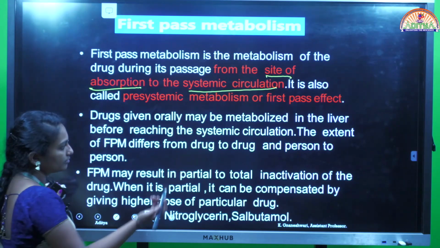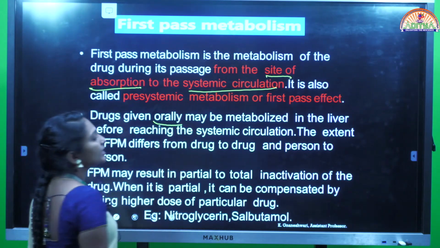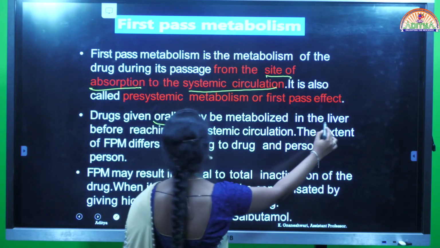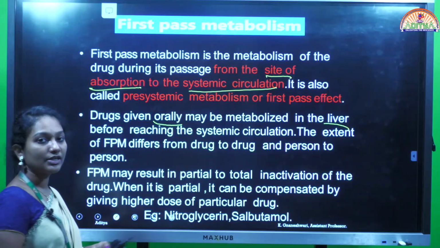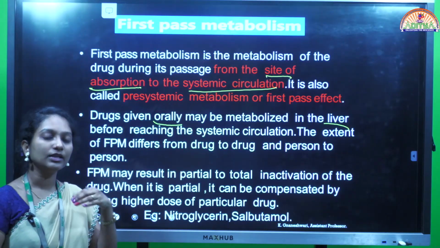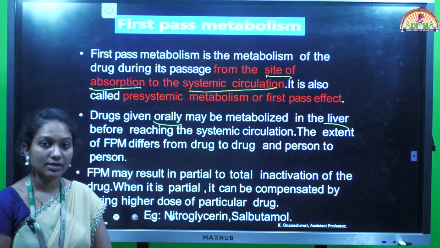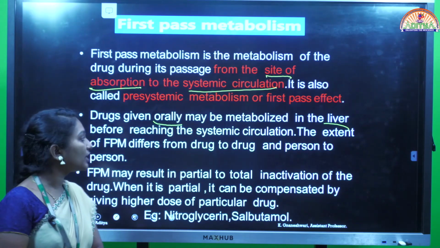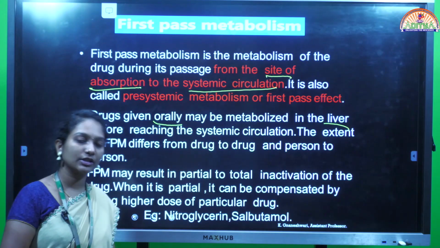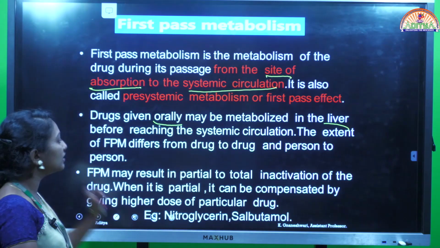Here, the common thing we know is, if we take a drug through the oral route, there are chances where the drug will get metabolized within the liver or within the gastrointestinal tract before reaching the systemic circulation. We know that whenever we take a drug, it has to get absorbed and then reach the systemic circulation. But here, a few drugs get metabolized within the liver before reaching the systemic circulation itself.